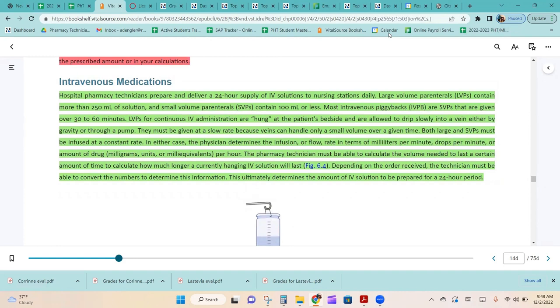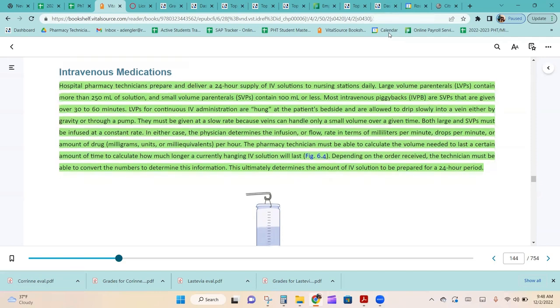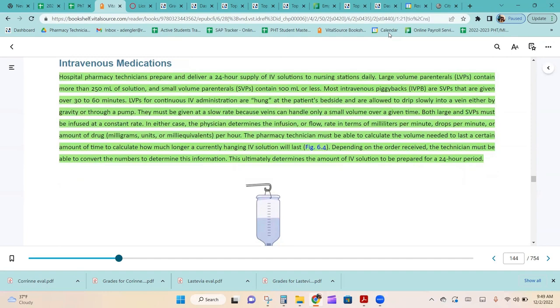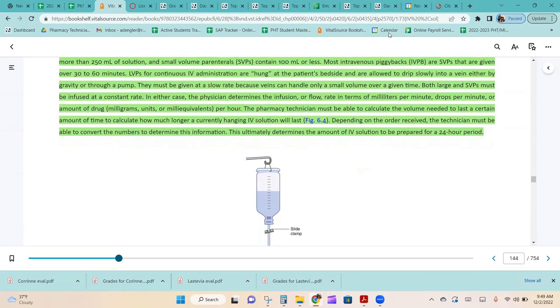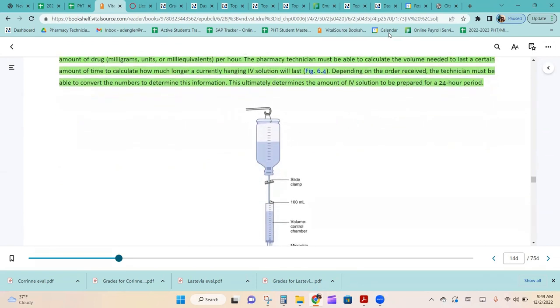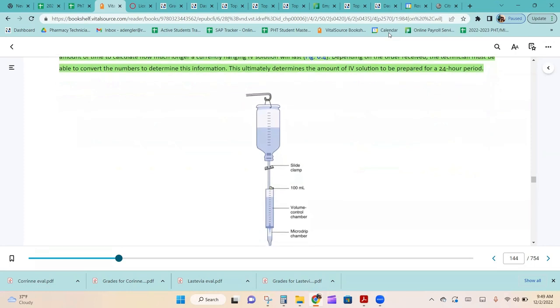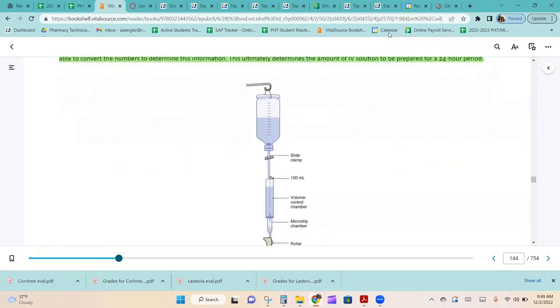They must be given at a slow rate because veins can only handle a small volume over a given time. Both large and small volume parenterals must be infused at a constant rate. In either case, the physician determines the infusion or flow rate in terms of milliliters per minute, drops per minute, or amount of drug per hour. The pharmacy technician must be able to calculate the volume needed to last a certain amount of time, and to calculate how much longer a currently hanging IV solution will last. Depending on the order received, the technician must be able to convert the numbers to determine this information. This ultimately determines the amount of IV solution to be prepared for a 24-hour period.